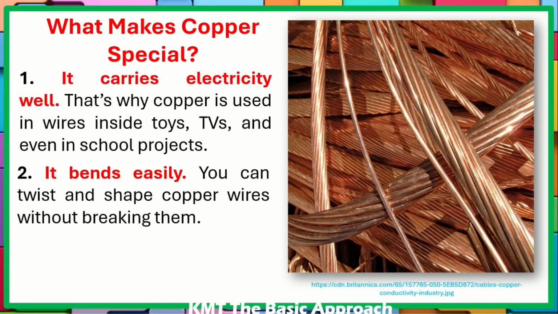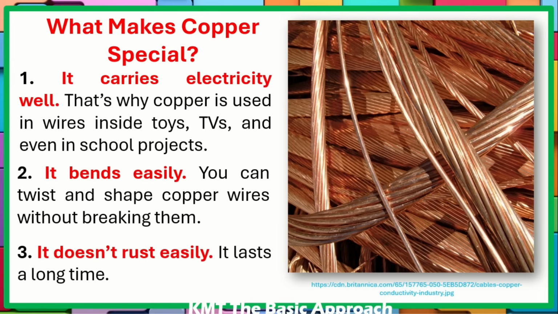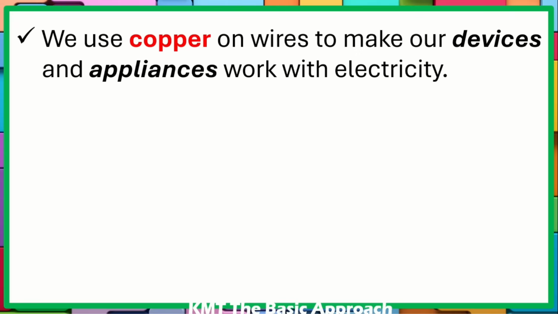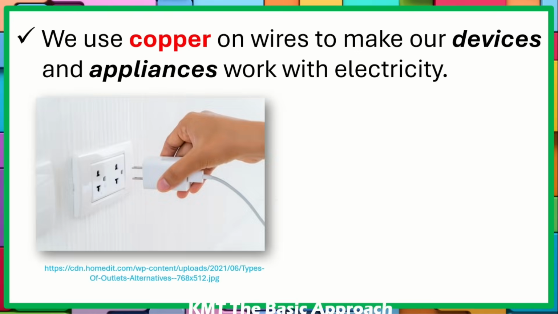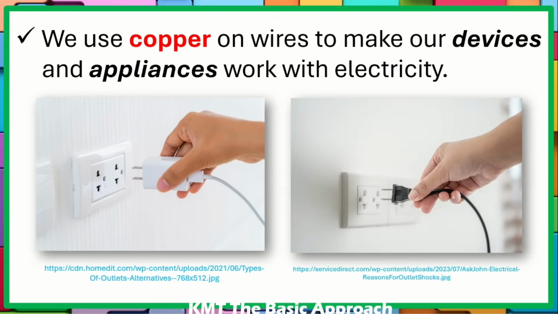Number 2, it bends easily. You can twist and shape copper wires without breaking them. Number 3, it does not rust easily. It lasts a long time. To emphasize, we use copper on wires to make our devices and appliances work with electricity.